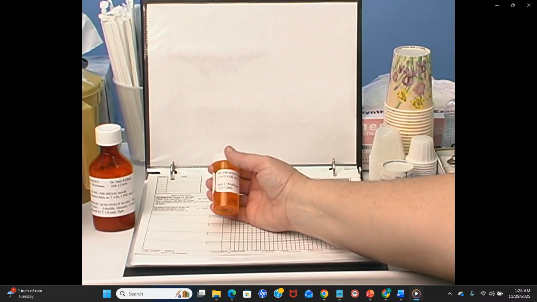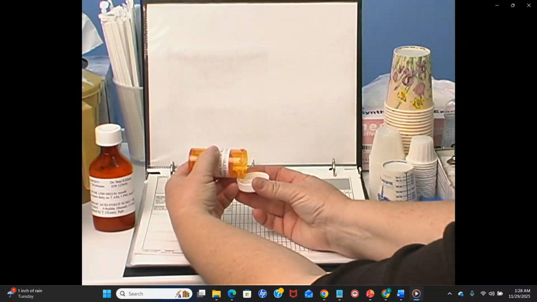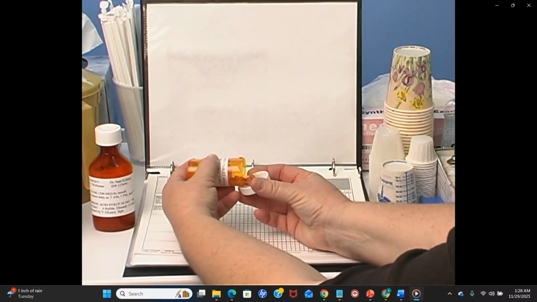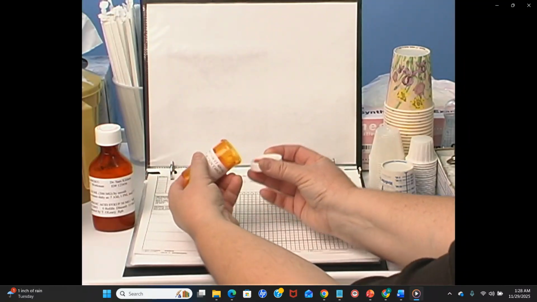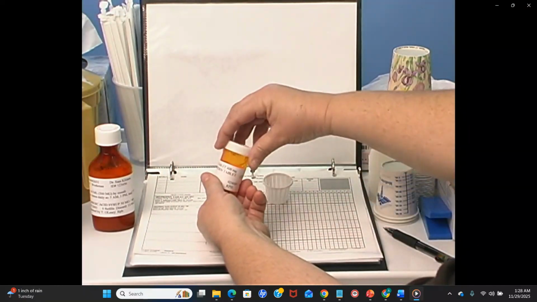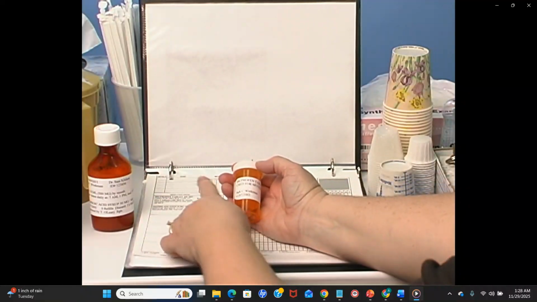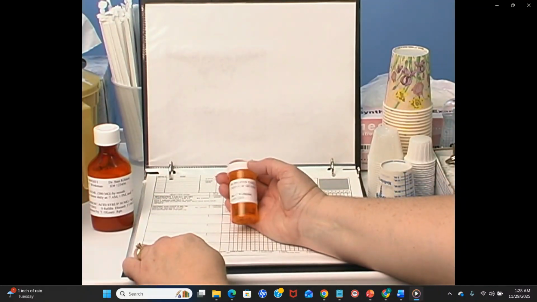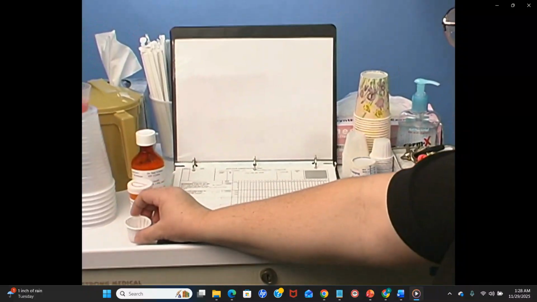When removing pills, pour the correct number of tablets into the lid. If you pour more pills than are needed, pour the extra pills back into the bottle. Pour the correct number of pills into the medication cup and replace the lid on the bottle. Using the lid to measure out the pills prevents contamination of the medication.